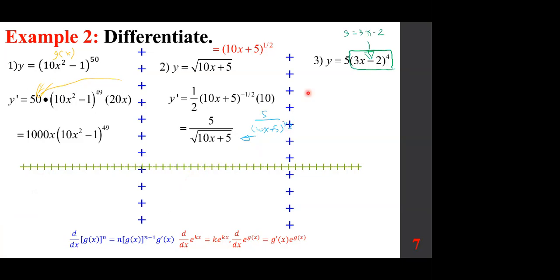Y prime equals, we write the 5, it's a multiplier. Now we're going to differentiate this expression using the extended power rule. 4 sits in front, so 5 times 4. We write the same thing, but we change the exponent to 4 minus 1, so it goes down to number 3. And then the derivative of the inside, the derivative of the g, 3x minus 2, is simply 3.